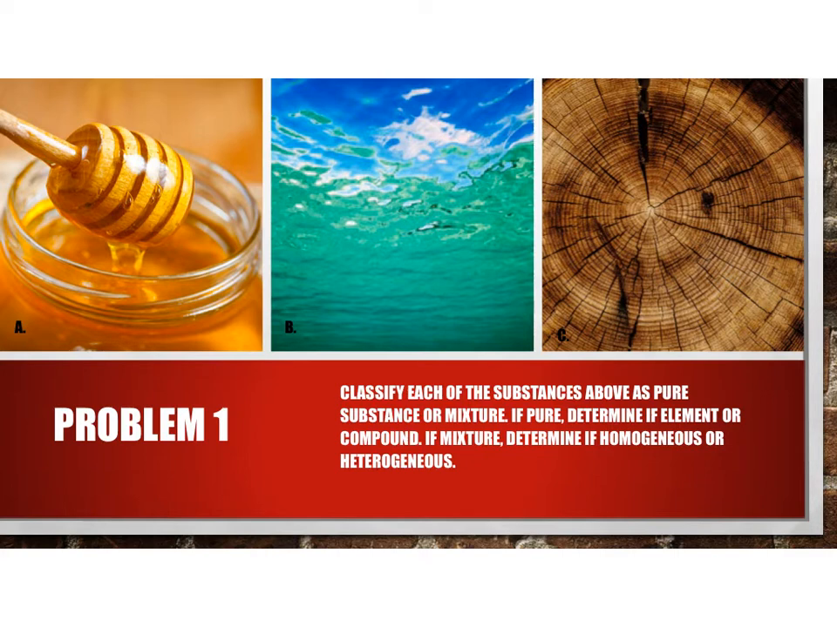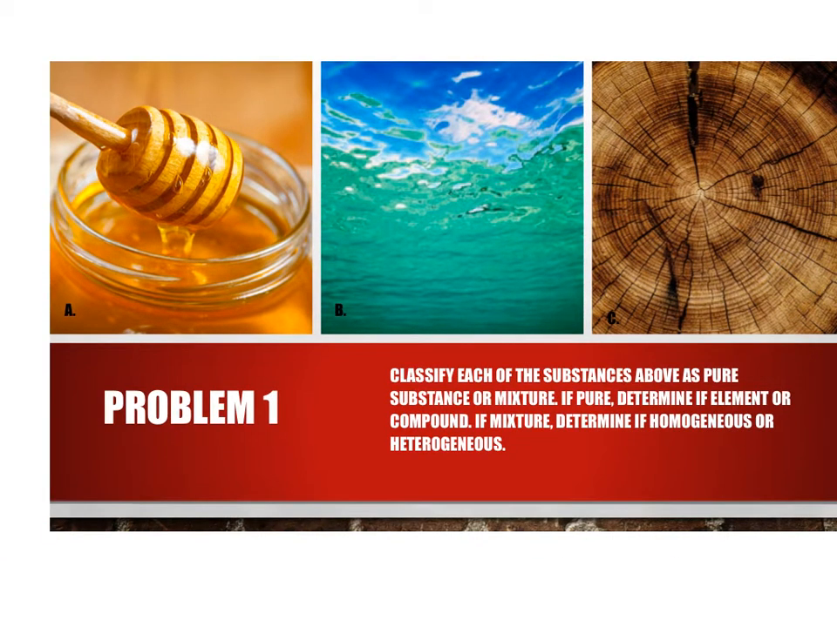I'm going to start with part A. Does honey have constant properties or features? No, it does not. It's composed of many different types of sugar, some water in there. So it's not just one type of chemical, and it's not just one type of element. It's a mixture of different things. So I don't want to categorize it that far yet. I want to categorize it as a mixture.